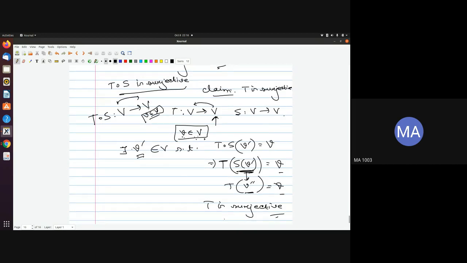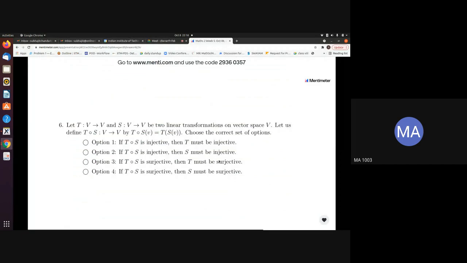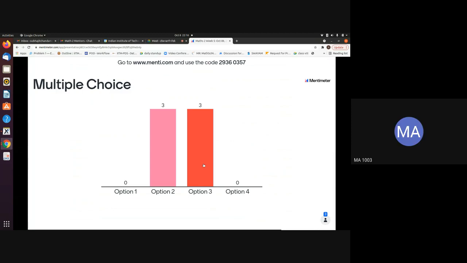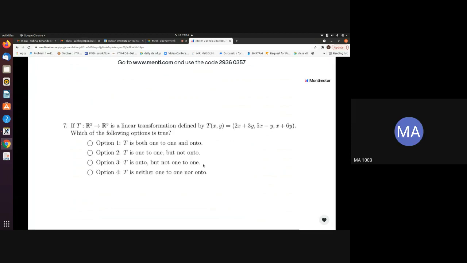Okay. So which options are correct? So the first one is correct. The second one is correct. Second and third, yes, 2 and 3. Correct. Okay. So the last question. This one you need to solve. This type of problem I have solved, but let's see this example, you can do it.